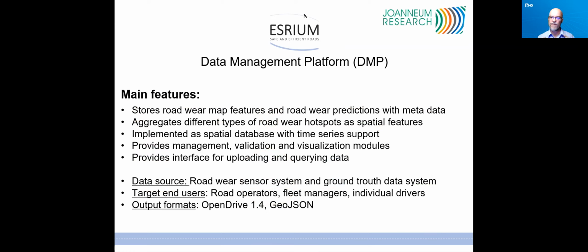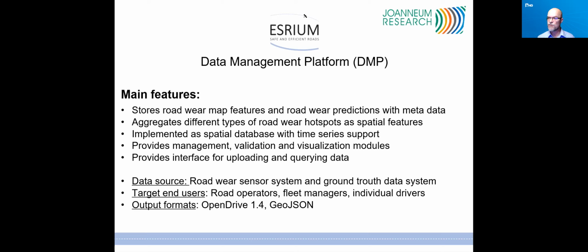It is important: we are dealing with georeferenced spatial data. It is implemented as a spatial database with time series support. Also, it provides management, validation, and visualization models in order to make this data verifiable and validated. It has to be done, otherwise the result wouldn't be trustworthy. And it has to provide an interface for uploading and querying data. So these are the basic features.